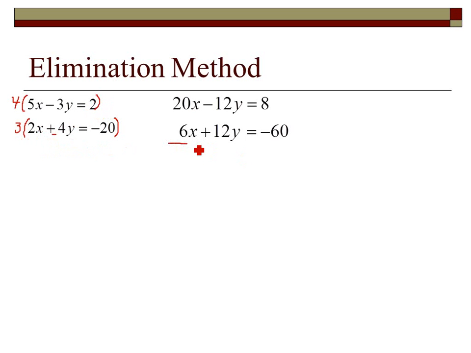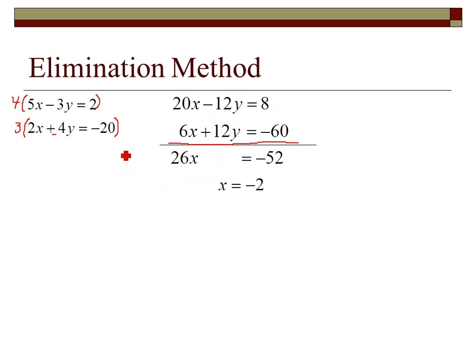Now when I add these two equations together, I get 26x, negative 12y plus 12y equals 0. 8 minus 60 gives me negative 52. And solving for x, I get negative 2.